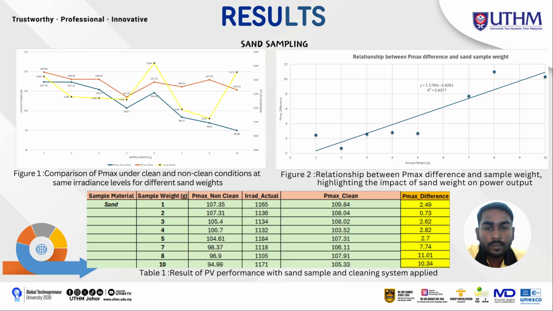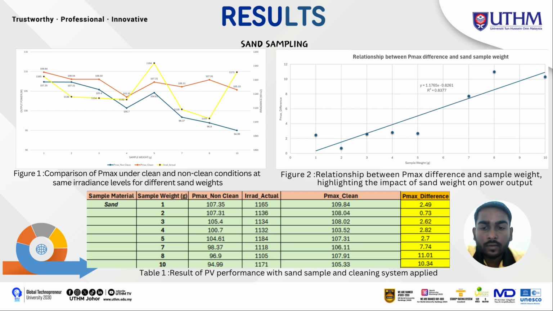which is considered as Pmax non-clean. At the same irradiance, we will clean the PV panel and collect the Pmax after the cleaning system. That is considered as Pmax clean. These two Pmax values are taken under the same irradiance value. In Figure 1, the red line is considered as Pmax clean, and the blue line is considered as Pmax non-clean. Here we can compare and see that Pmax clean is slightly higher compared to Pmax non-clean, and the yellow line shows the actual irradiance value.